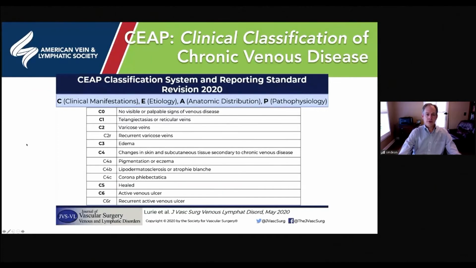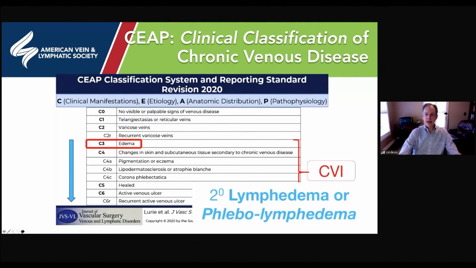And it's useful to look at this concept within the context of the CEAP clinical classification of chronic venous disease. And it's important that you recognize that by the time you have a patient that has C3 disease with edema or greater with skin changes, by definition, these patients actually have chronic venous insufficiency, and therefore any associated secondary venous edema actually represents a venous lymphedema or Phlebolymphedema.